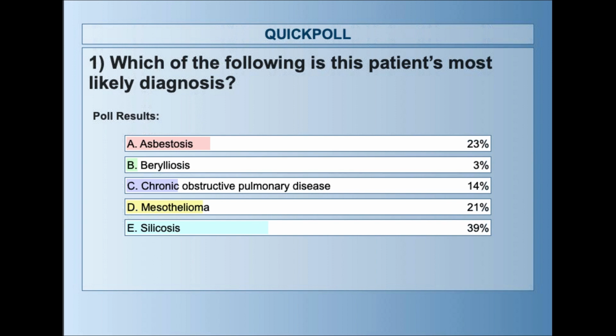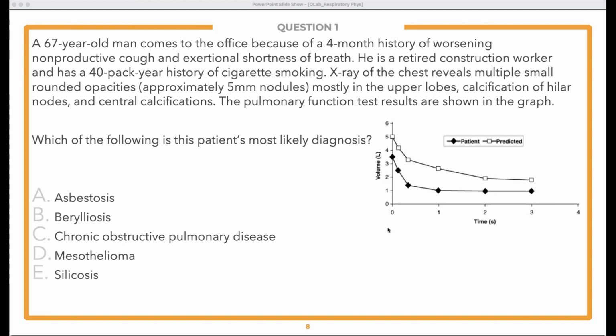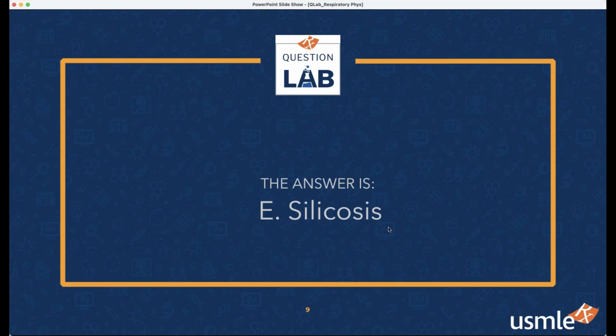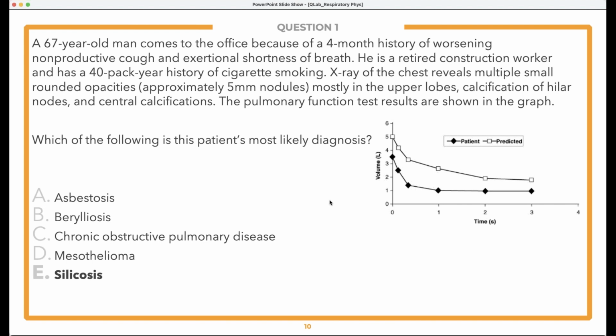So it looks like answer choice E, silicosis, was the top vote getter, almost 40%. Mesothelioma and asbestosis, both right over the 20% mark. And also some folks went with COPD, and a couple of you went with berylliosis. Okay, so let's hide the results and share the answer. And the answer is answer choice E, silicosis. So congratulations, that's your first win of the night for the crowd. Good job. If you didn't get it, that's okay. We're going to walk through it right now.